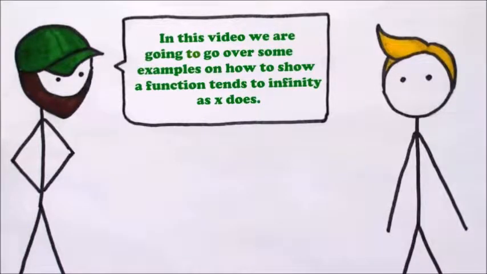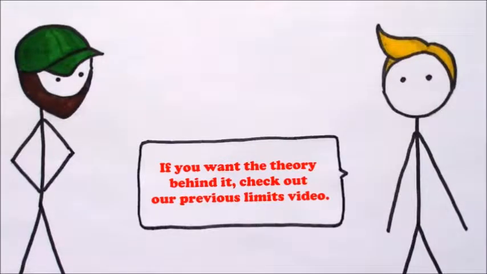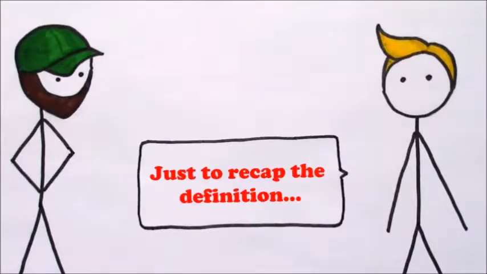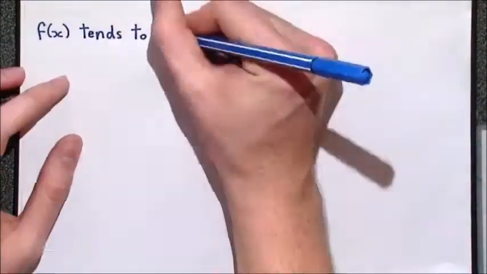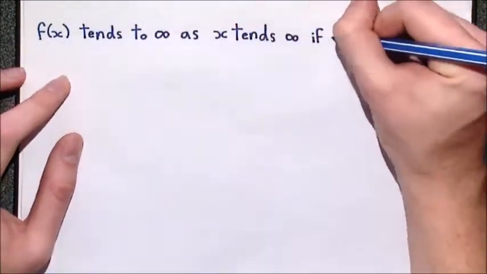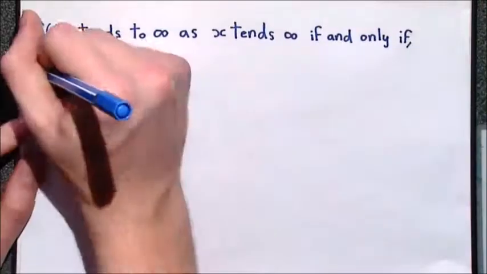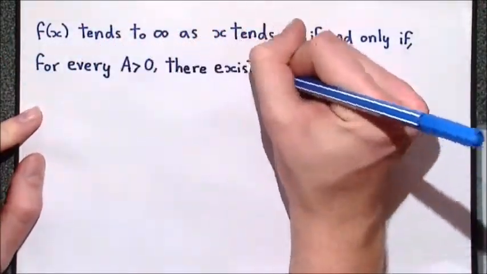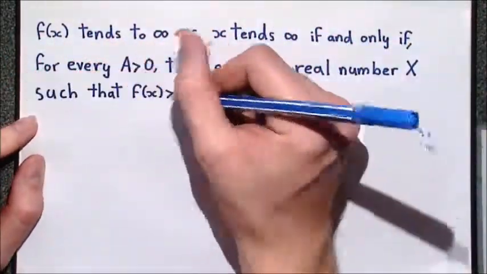In this video we're going to go over some examples on how to show a function tends to infinity, as x does. If you want the theory behind it, check out our previous limits video. Just to recap the definition, f of x tends to infinity as x tends to infinity if and only if for every a greater than 0 there exists a real number big X, such that f of x is greater than a whenever little x is greater than big X.